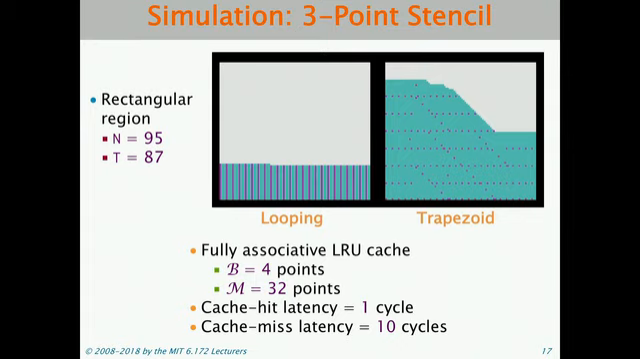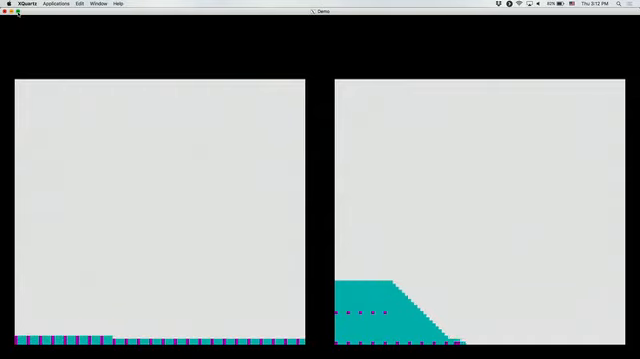So let me pull out the simulation now. OK, so on the left-hand side, we're going to have the looping code. On the right-hand side, we're going to have the trapezoidal code. So let's start this. So you can see that the looping code is going over 1 row at a time, whereas the trapezoidal code is not doing that. It's partially computing 1 row and then moving on to the next row.